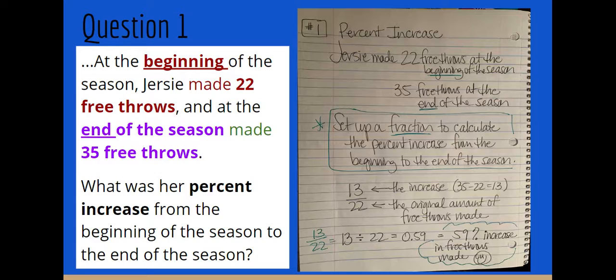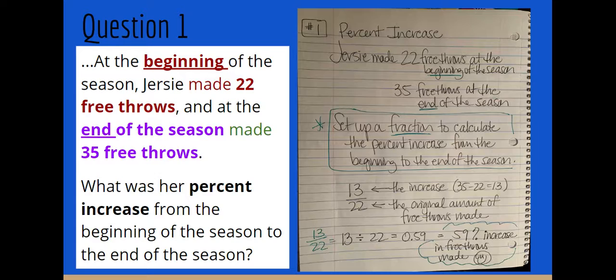Sorry, it's a tongue twister. Your job is to set up a fraction to calculate the percent increase from the beginning of the season to the end of the season. The fraction I have there, I have written 13 over 22. The arrows on the right are pointing to explain how you get that value.